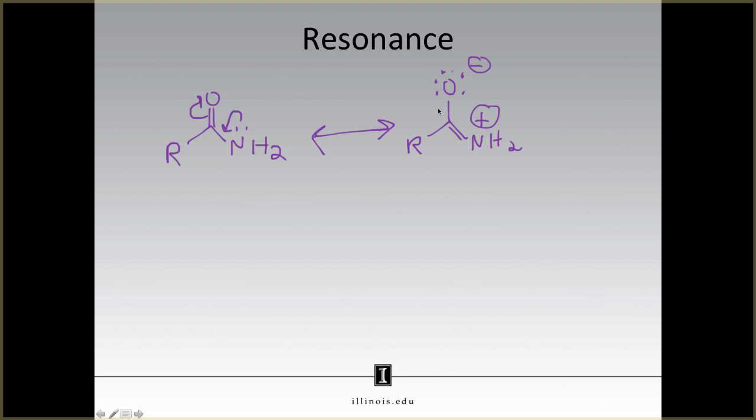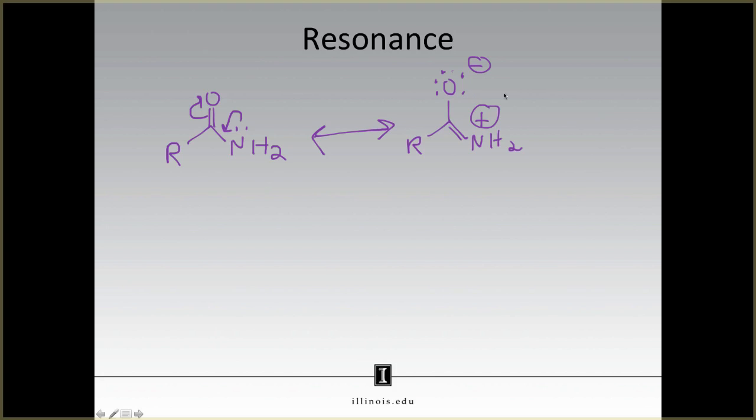You may recognize that this resonance structure on the right is not a particularly good one, because it has charges. As a result, when averaging these resonance structures, this resonance structure on the right does not count for very much. However, it counts enough that the carbon-oxygen double bond in an amide is weaker than the carbon-oxygen double bond of most other carbonyls.